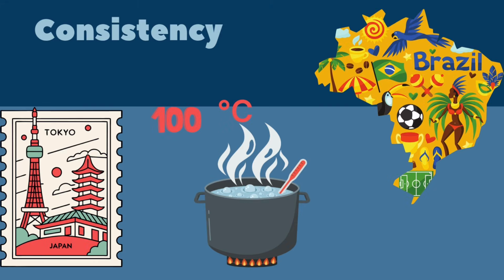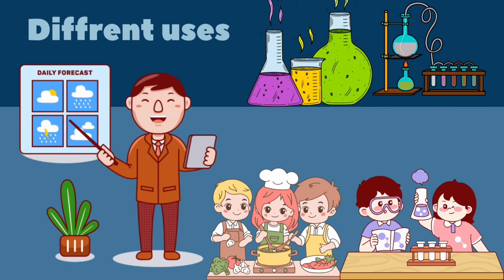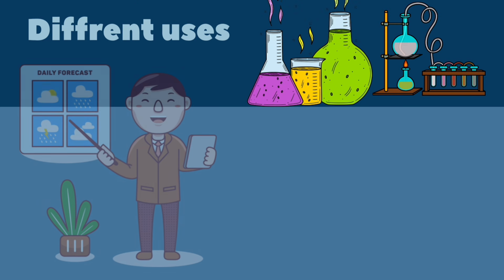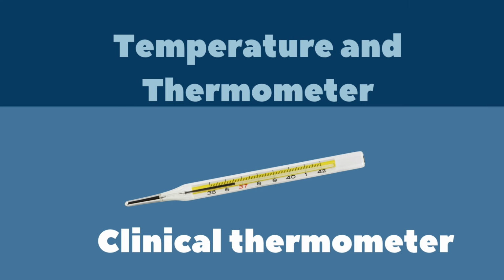Consistency. Whether you measure temperature in Japan, Brazil, or right here, 100 degrees Celsius is always the boiling point of water. Thermometers give us a universal language. Monitoring changes. In weather forecasting, cooking, or chemical reactions, we need to see temperature going up or down in real time. Clinical thermometer. How they work.